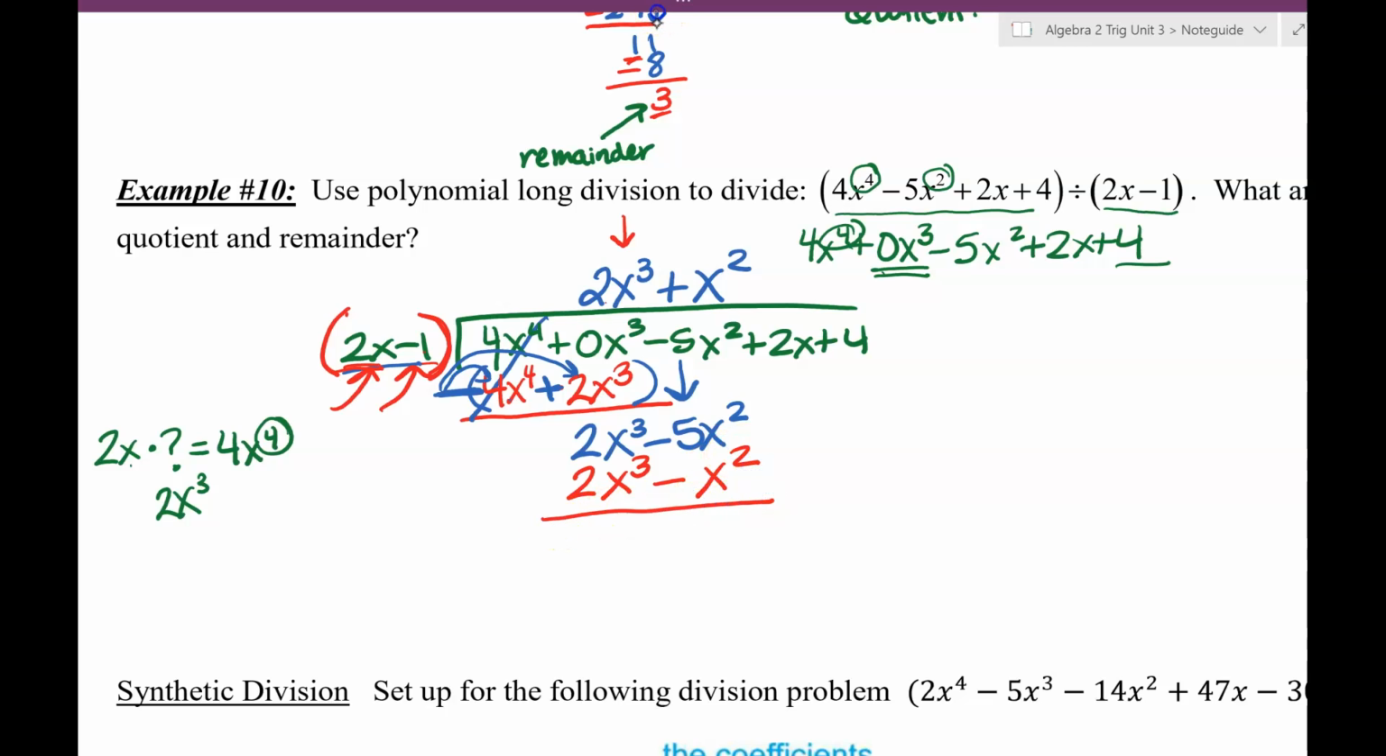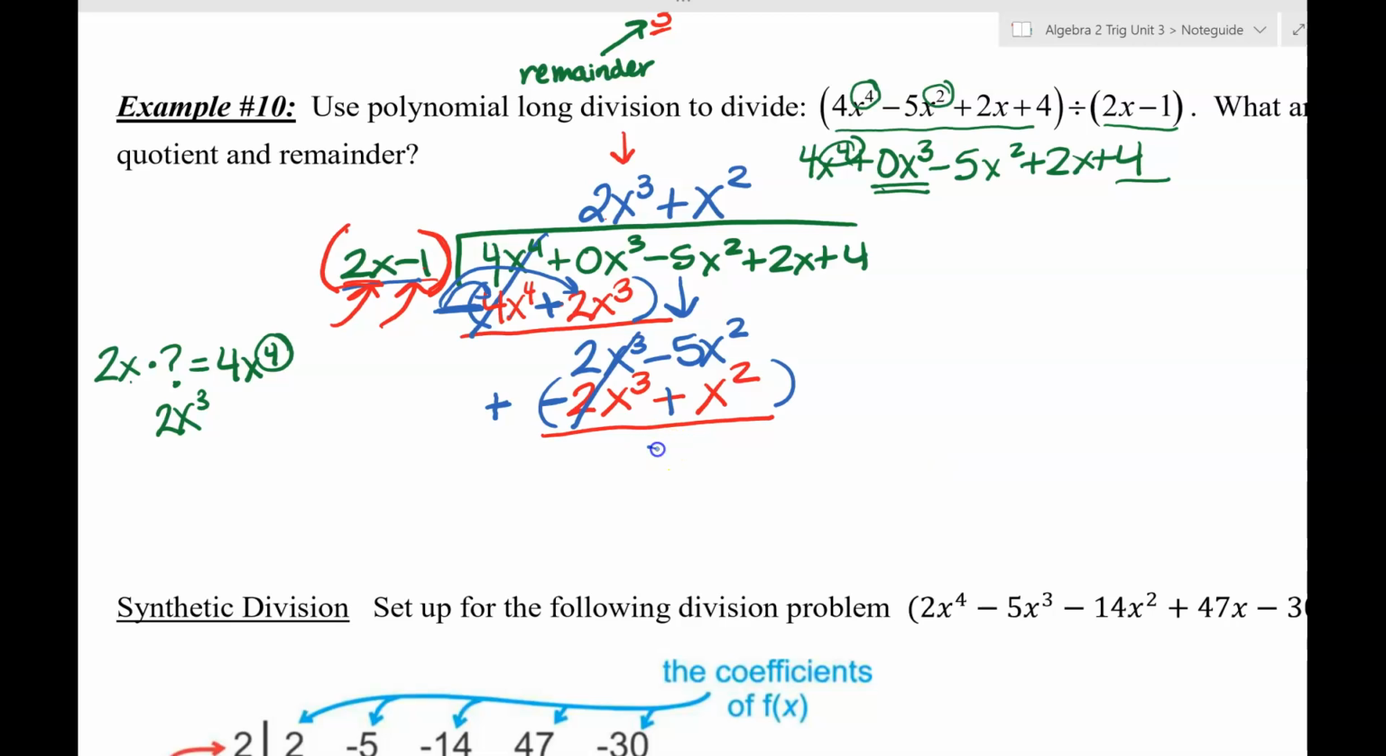And remember what we're doing with this quantity. We are subtracting this entire quantity. That means that minus gets distributed. So if we change this to addition, that's fine as long as we distributed the negative. So it's a negative 2x cubed and a positive x squared. This causes the first term to cancel out, which is what I'm aiming for every time, to work with lower degree terms and be making progress in this division problem. And that leaves me with negative 4x squared here, and I drop down the next term of 2x. So I'm going to continue this process.